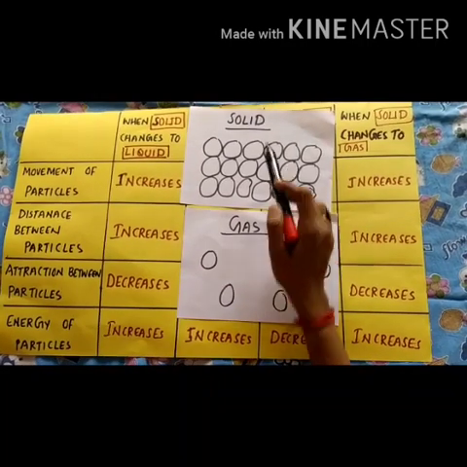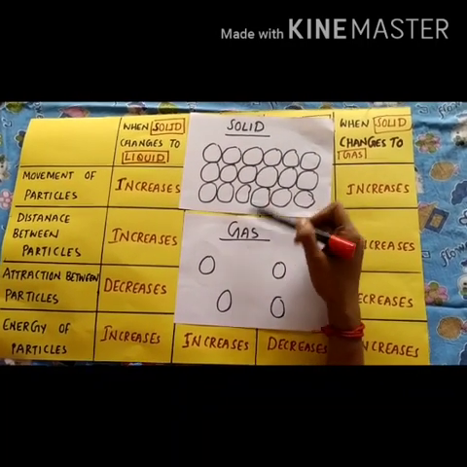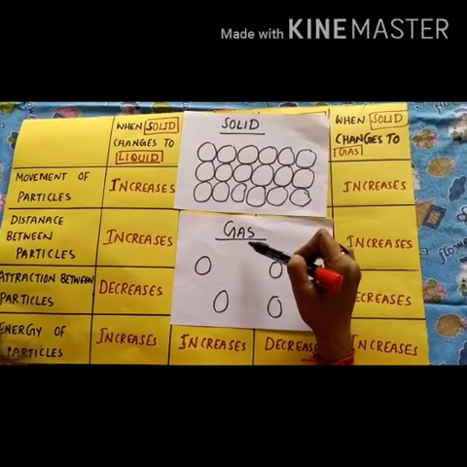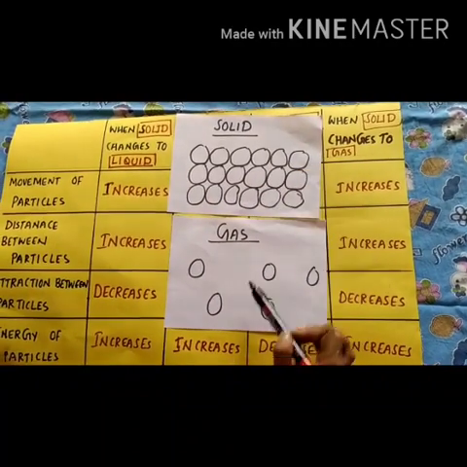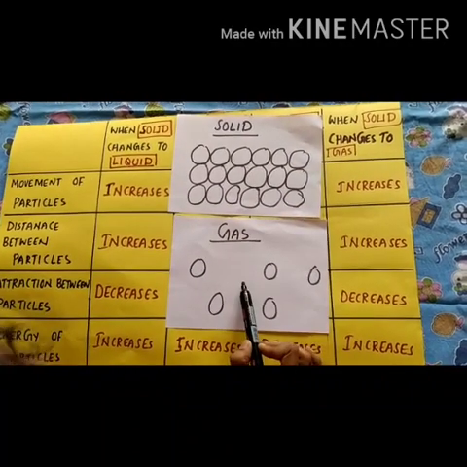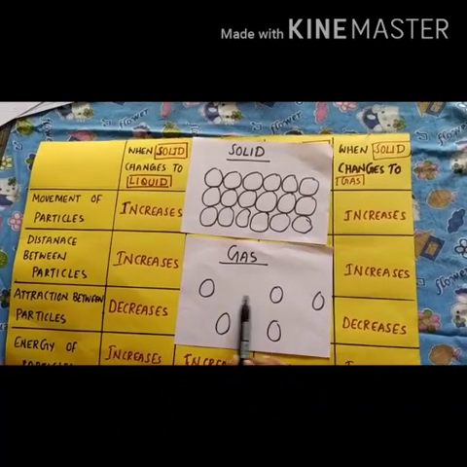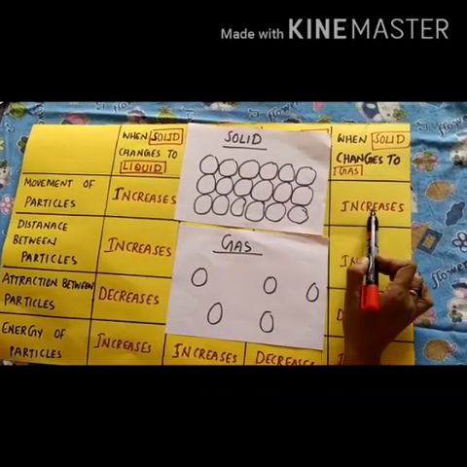The next one is what happens when solid changes to gas. Just look at this picture, the arrangement of particles in solids and gas, then only you can understand. The movement of particles. What happens to the movement of particles when solid changes to gas? Solid to gas. Of course it is very clear that the movement of particles is very high, so movement of particles increases.